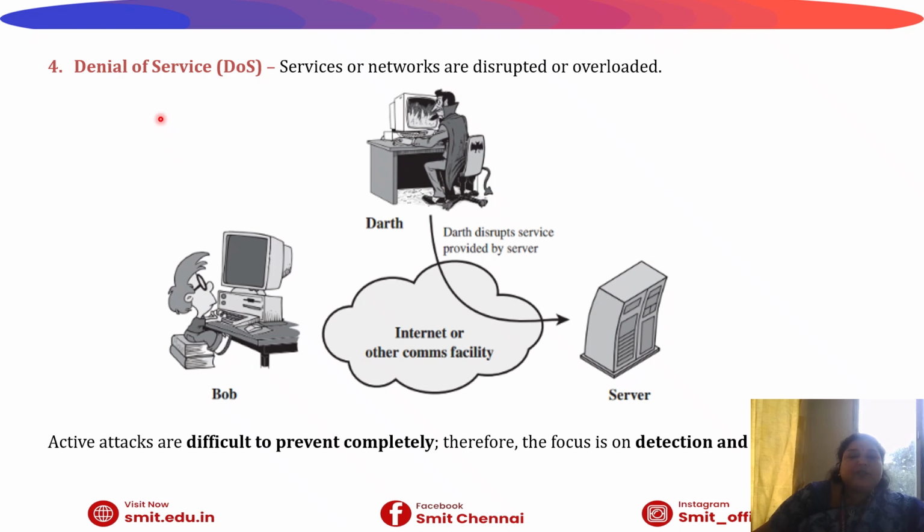And next is denial of service. Denial of service is when Bob is trying to communicate with Alice, but the server is disrupted and overloaded, so he cannot access Alice. When he tries to access the data, it is not available and the service is not provided. So this is called a denial of service attack. The service of the network is disrupted or overloaded.